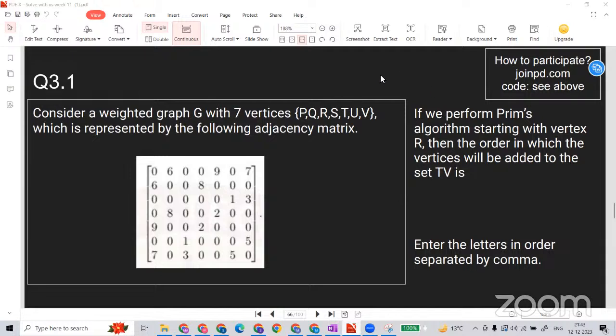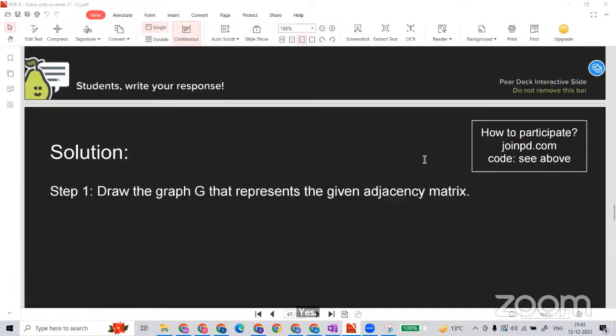So all of you are trying this. Am I audible right now? Yes, sir. So all of you are trying this problem. Okay, so I don't know.